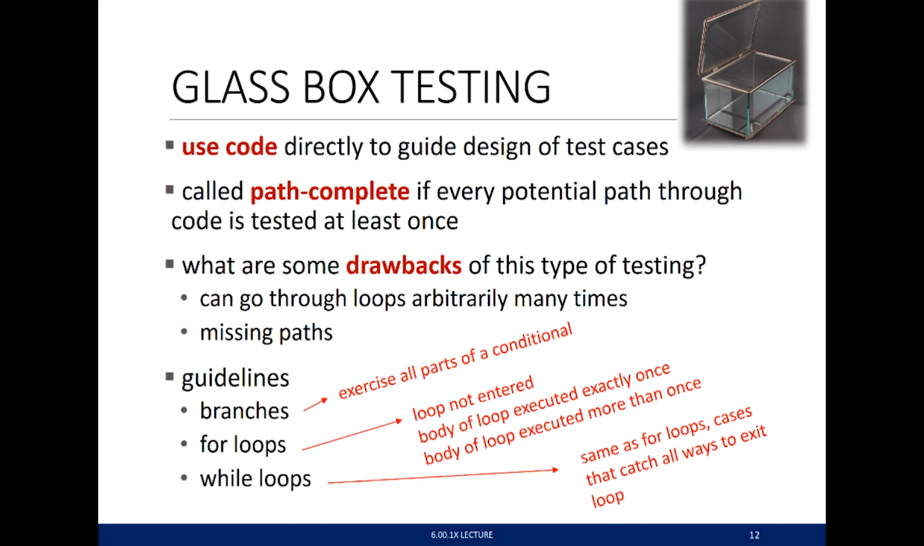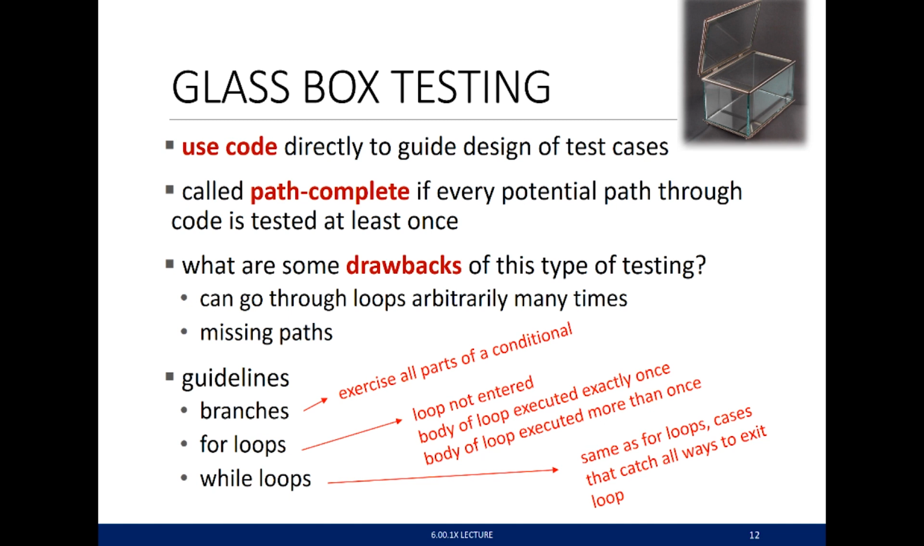We'll say that a glass box test suite is path complete if every potential path through the code is tested at least once. Part of the problem here is sometimes I can't always guarantee that. If this is a recursive function that can have arbitrary arguments to it, I can't guarantee it. And so I have to be willing to set up for testing most, but maybe not all of the paths. So that's one drawback to this, and I might miss some paths.